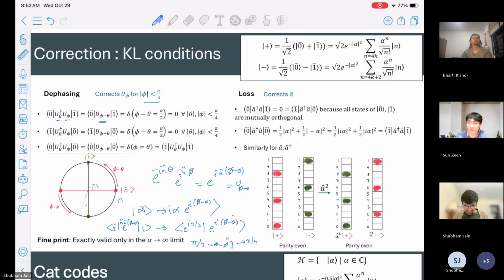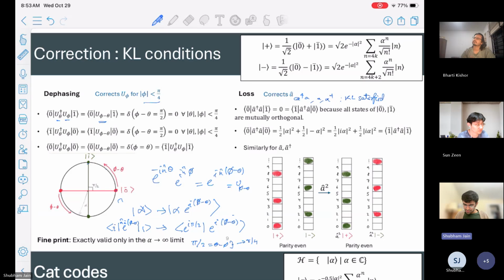Yeah, maybe that was a bit too quick, but I hope that made sense. We can take questions later on this. For the loss error, it's again very simple to see. Like in the binomial case, you just check these operators, a dagger, a, and a dagger. Because of the separation between the states, there's never any overlap between the red and the green states. And so the KL conditions are satisfied, just like in the binomial case.